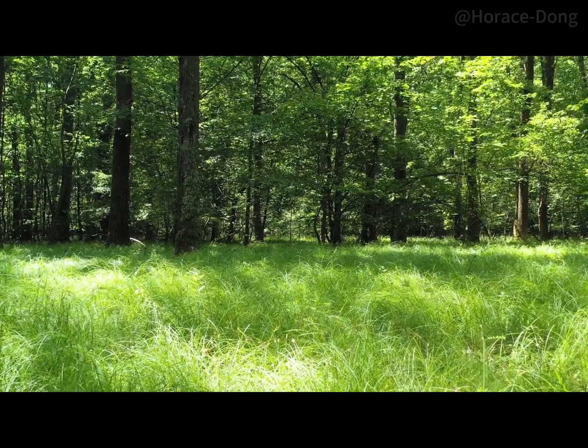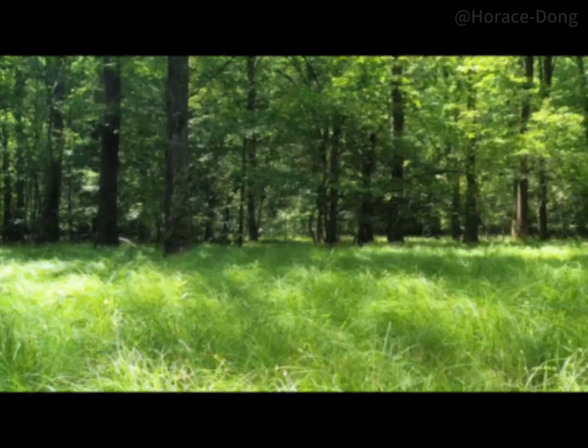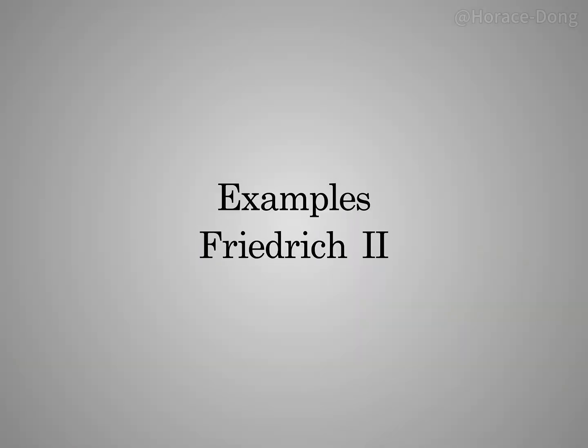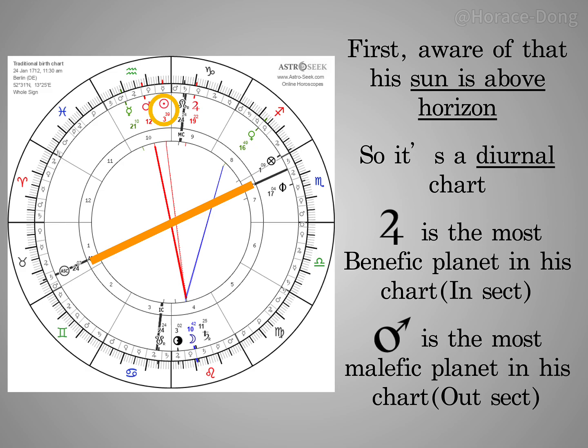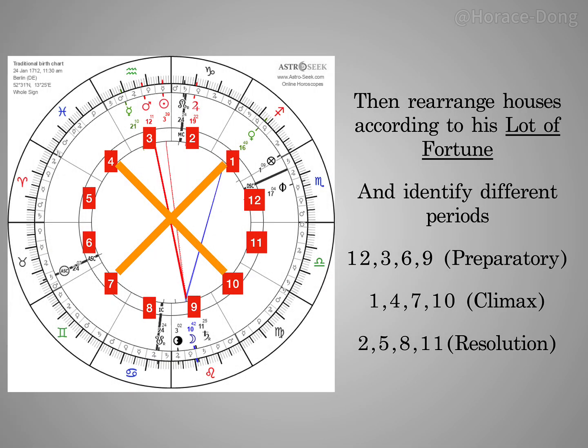And now let's take a look at several examples to see whether the technique works. This is the natal chart of Frederick II. First, be aware that his Sun is above the horizon, so it's a diurnal chart, by which we can know that Jupiter is the most benefic planet in his chart since it's in sect, and Mars is the most malefic planet in his chart since it's out of sect. Then we rearrange the houses according to his lot of fortune.